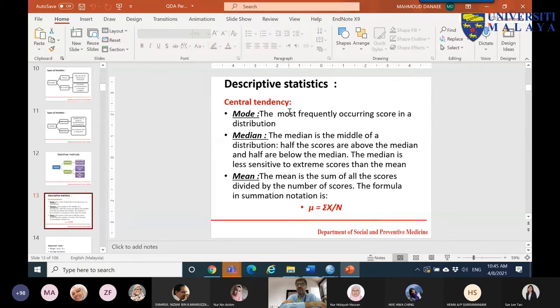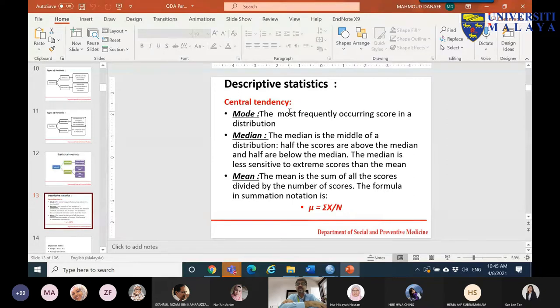The mode, which is the most frequent observation among your data. The median is the middle point of your distribution. So if you sort your data ascending or descending, the midpoint of your scores is called the median. And the last one is the mean. Mean is the average, I mean, the sum of the scores divided by the number of scores. It's a well-known indicator to show and reflect the center of your sample, right?